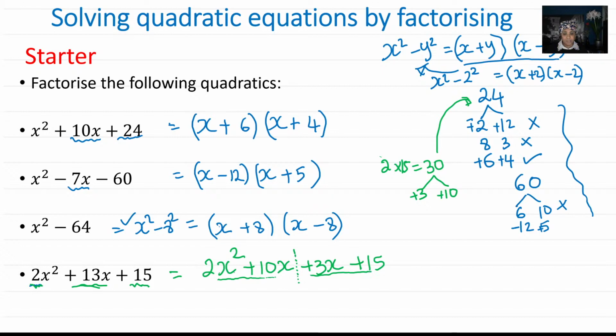So what is common on this side? 2 is common. X is also common. So we take 2x outside and then open a bracket. In order to get 2x squared, I need another x. So that is what I'm going to put here.